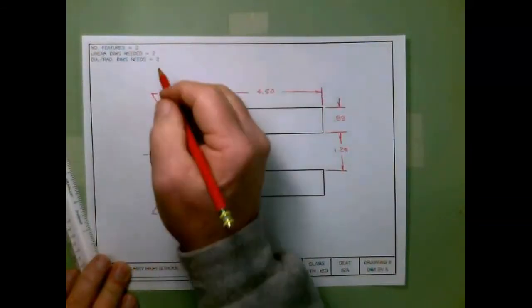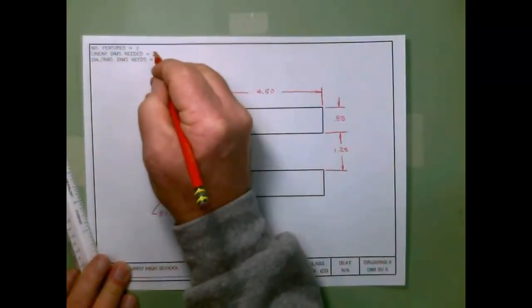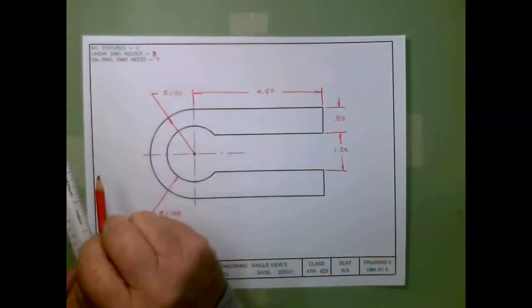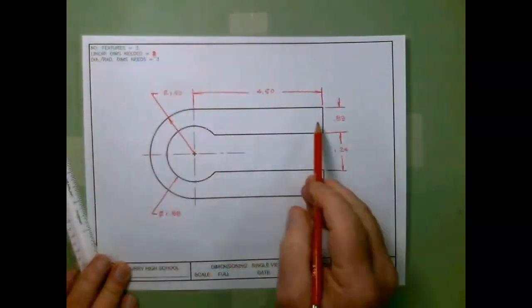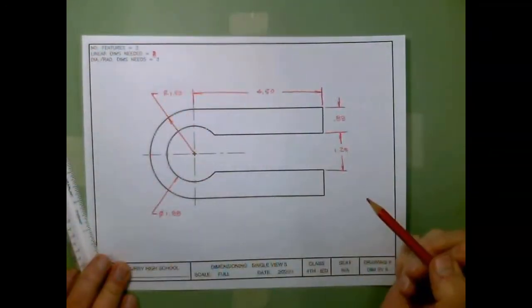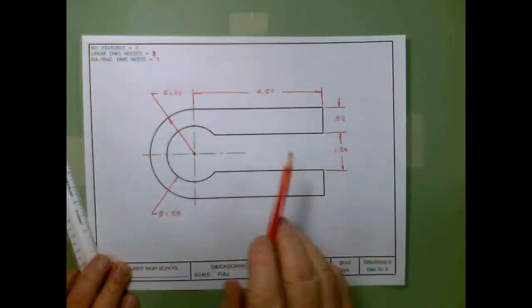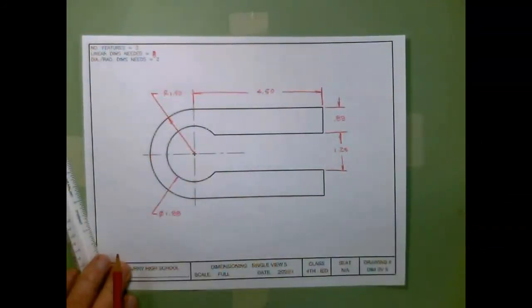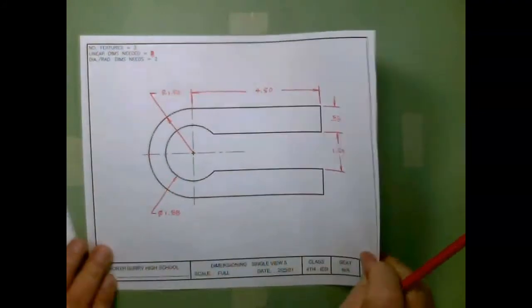Linear dimensions. And again, that should have said 3, y'all. I'm telling you, don't read these numbers, okay? Ignore these up here. So there we go. That one's done. 1, 2, 3, 4, 5. That's all we need. Okay.